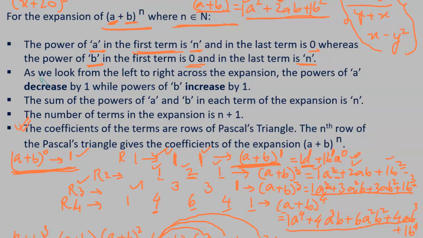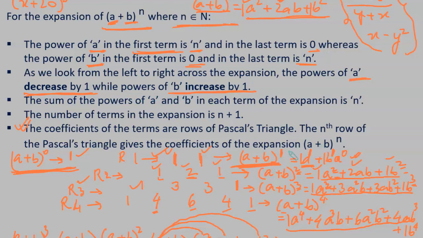Next point says, as we look from the left to right, that is our usual way of reading things, across the expansion, the powers of a decrease by 1, while the powers of b increase by 1.